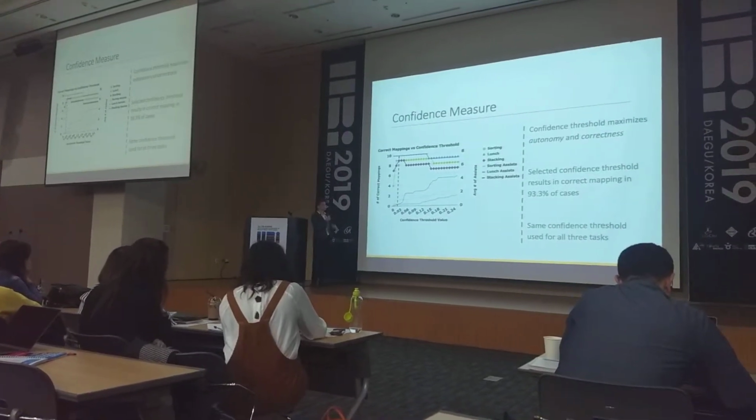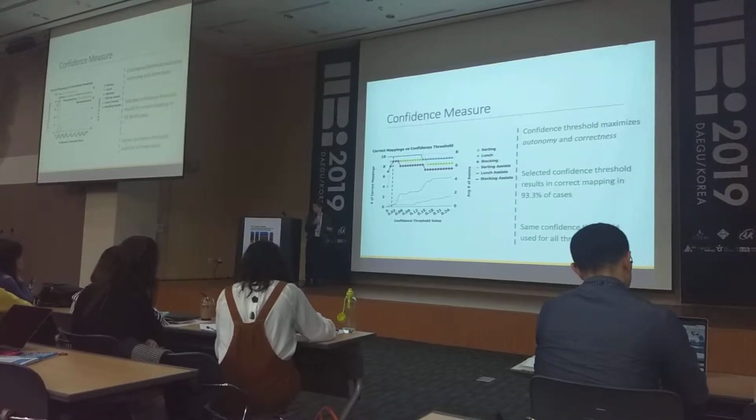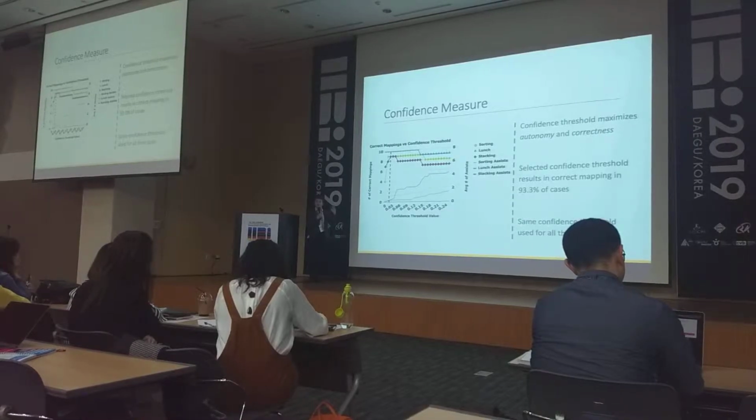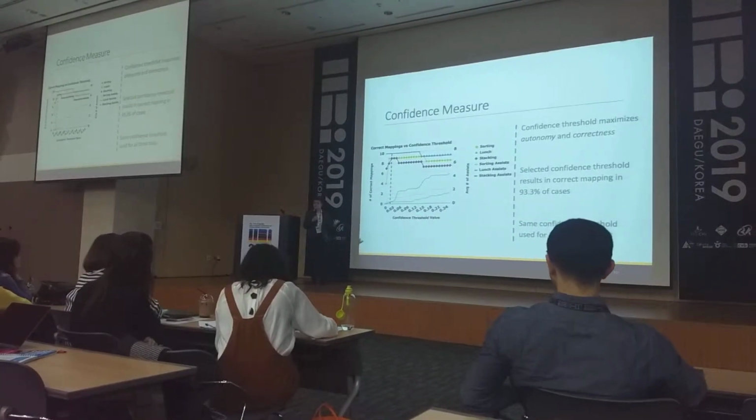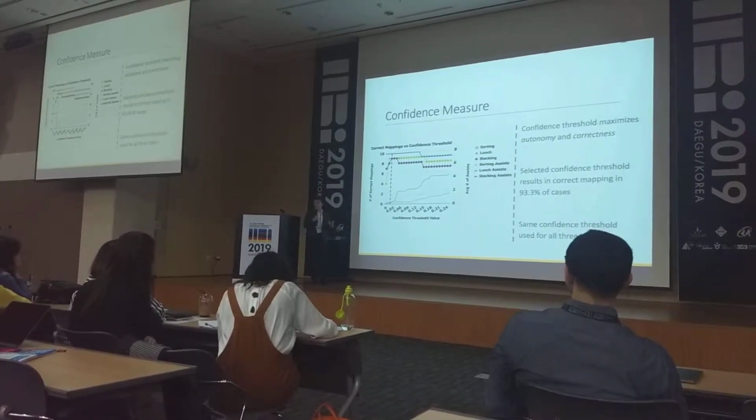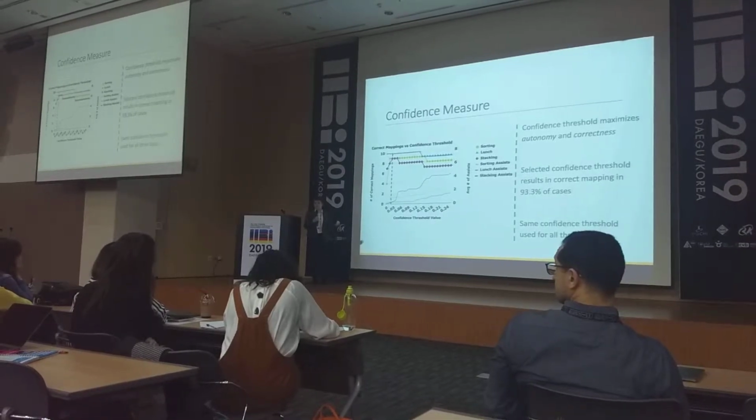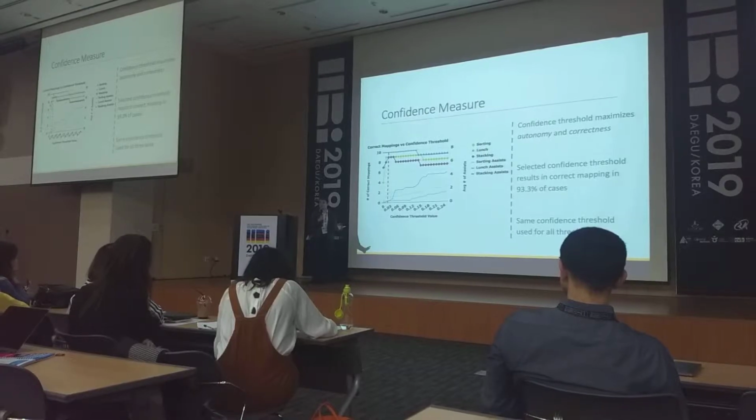What we found is that we were actually able to define a confidence threshold that maximized performance across all three tasks. What this means is that we were able to find a certain point at which the robot was confident enough in its mapping, thus maximizing its correctness, but another effect of this is that it's also maximizing its autonomy. So by reducing the number of assists that it asks the teacher for, it's able to complete the rest of the task autonomously without additional help.